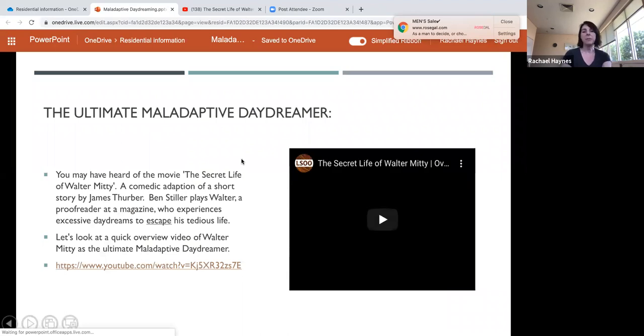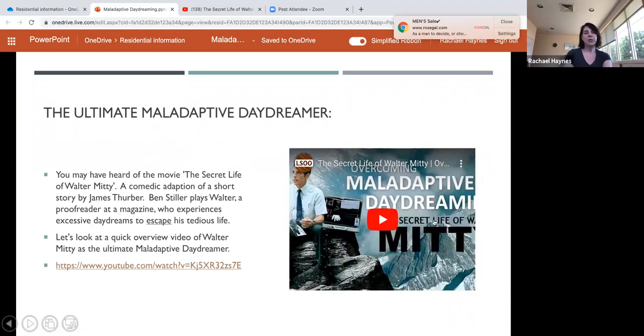Okay, so an example that I'm going to share with you now, I'm going to share a bit of an overview, a collection of information and scenes from the movie The Secret Life of Walter Mitty. You might have heard of Walter Mitty. It's a famous book, a famous movie, and it's a comedic adaptation of a short story by James Thurber. Now, Ben Stiller plays Walter, and he's a proofreader at a magazine who experiences excessive daydreams to escape his tedious life. So what I'll do, I'm going to now share a quick overview video of the Walter Mitty movie, and I'm considering him the ultimate maladaptive daydreamer.